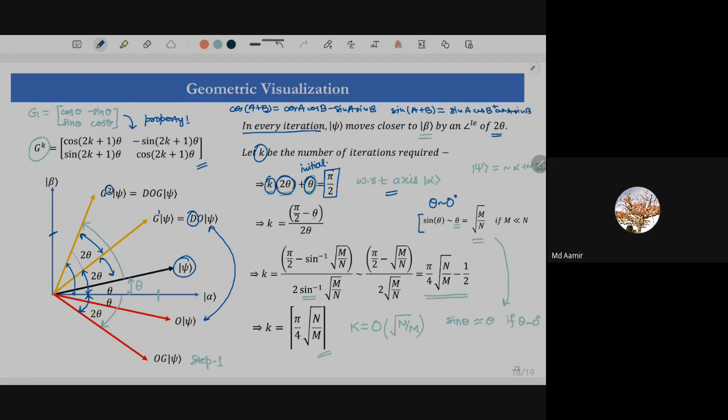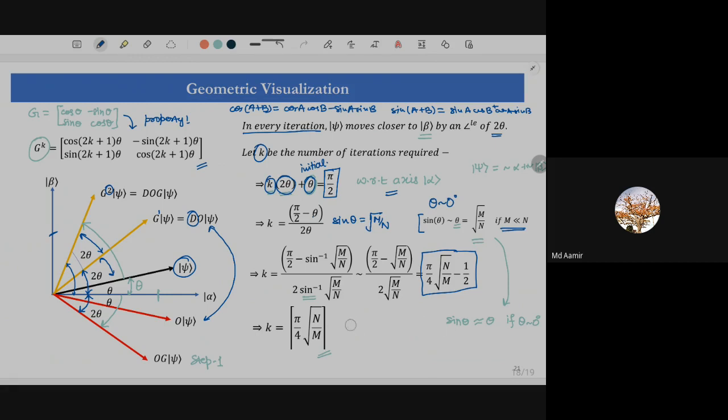So now what we are writing here is sine theta equals root m by n, in inverse form. So theta is sine inverse of root m by n, and then we are approximating, because square root m by n is very small when m is much smaller than n. So we'll get pi by 2 minus square root of m by n, divided by 2 square root of m by n. And if we simplify this, we will get pi by 4 square root of n by m minus half.